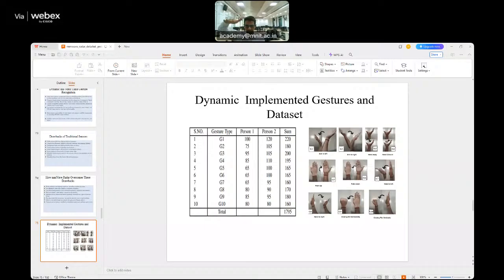When you are seeing the G6 image, it is not very clearly visible. It is G7, hand to the left, G8, hand to the right, G9, closing fist horizontally that you are seeing here, and closing fist vertically. What is the difference here? Horizontally, here there is a base, and there it is a base, right? That's why the direction is shown here. In horizontal, it is this.